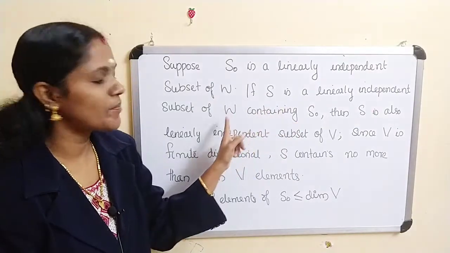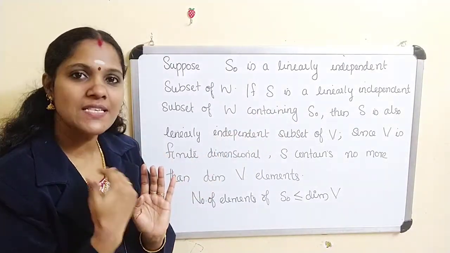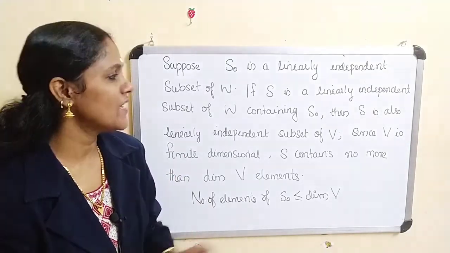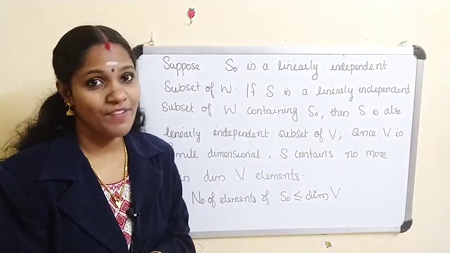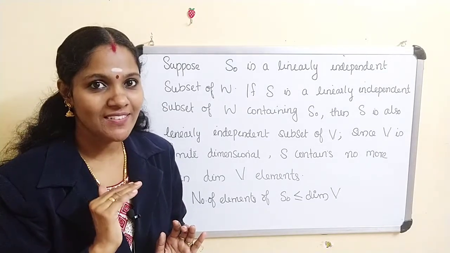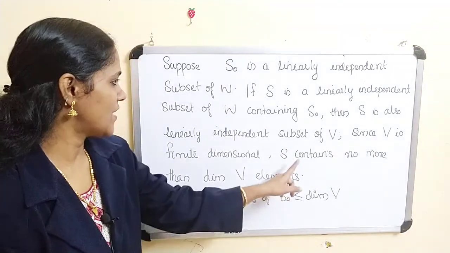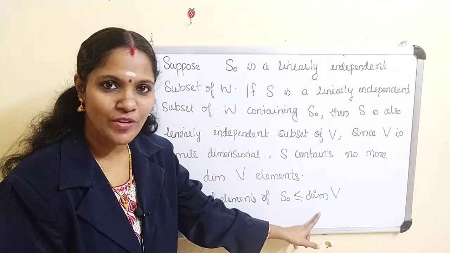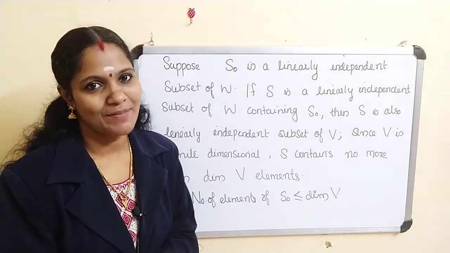S is a linearly independent subset of W. Since W is contained in V, S is also a linearly independent subset of V. But V is a finite dimensional vector space. Therefore, any linearly independent subset must contain at most dimension of V elements. So the number of elements in S is less than or equal to dimension of V. That means the number of elements in S naught is less than or equal to dimension of V.